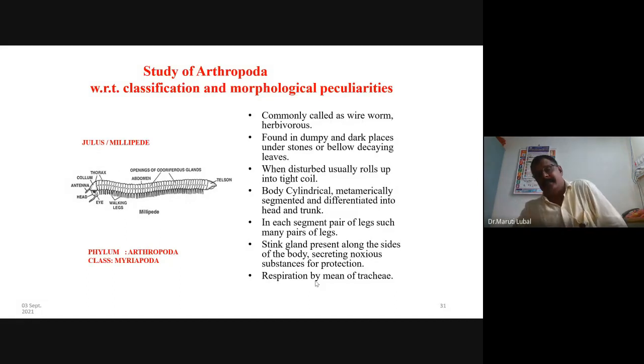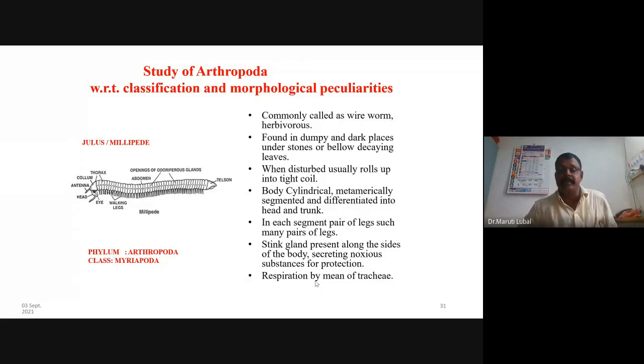If we touch its body, they get coiled tightly. And the body of the millipede is cylindrical, metamerically segmented and differentiated into head and trunk. Each segment has a pair of legs. Such many pairs of legs are present.